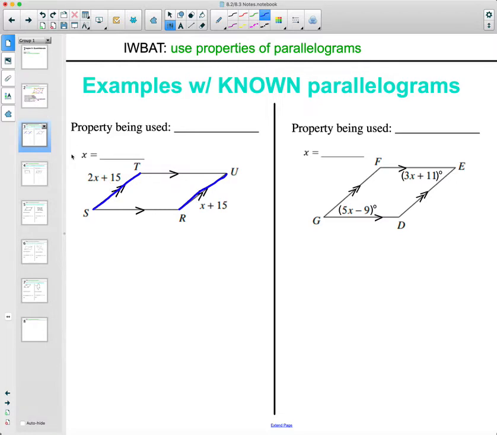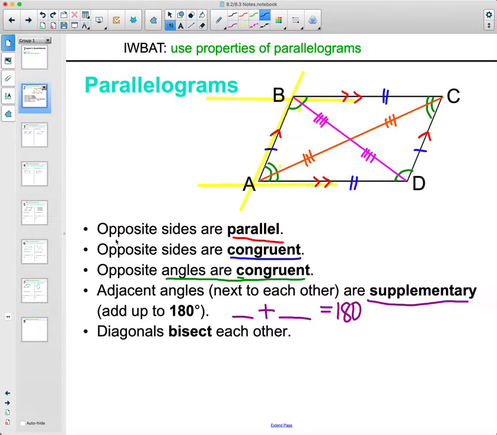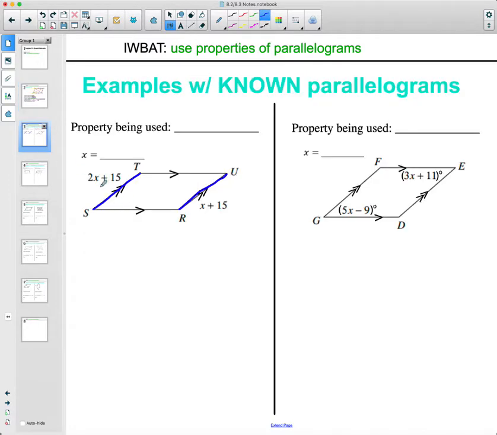Do we have opposite sides that are parallel, or opposite sides congruent? Since we have opposite sides, parallel doesn't do us any good. So we'd be doing congruent. We know that those are congruent, which means that we will set them equal to each other. So the property being used is that opposite sides are congruent. So now we have an equation.